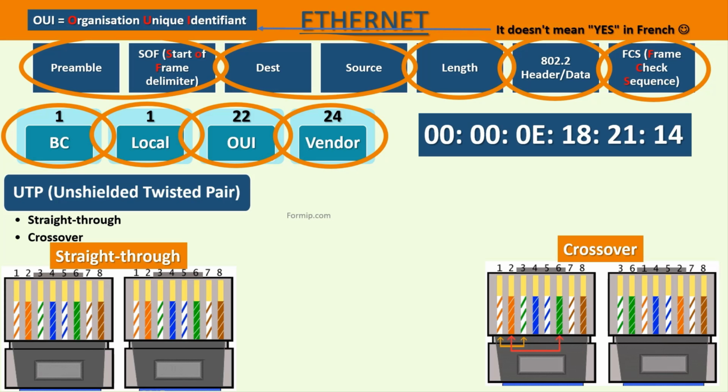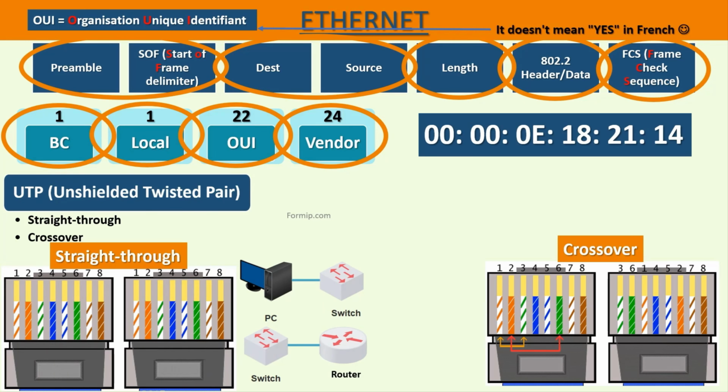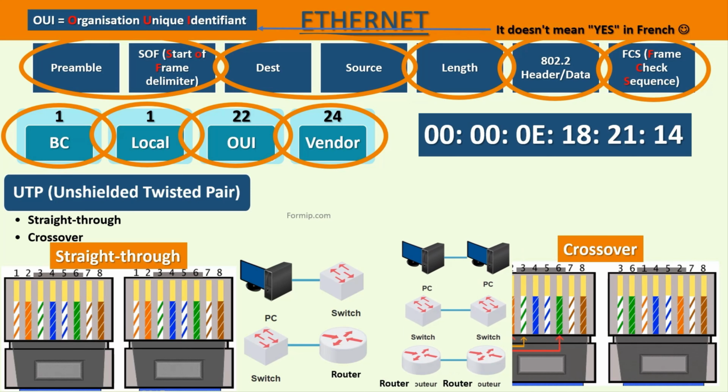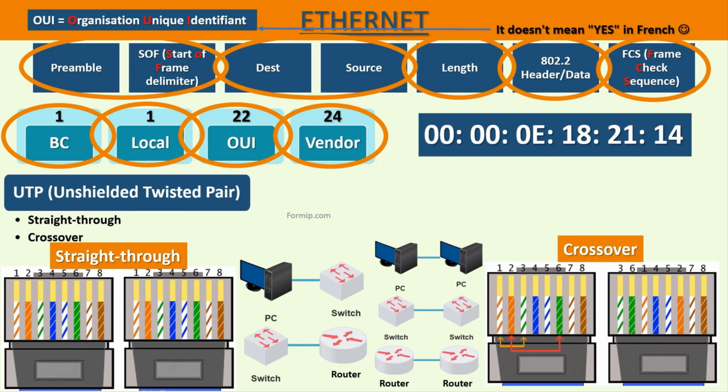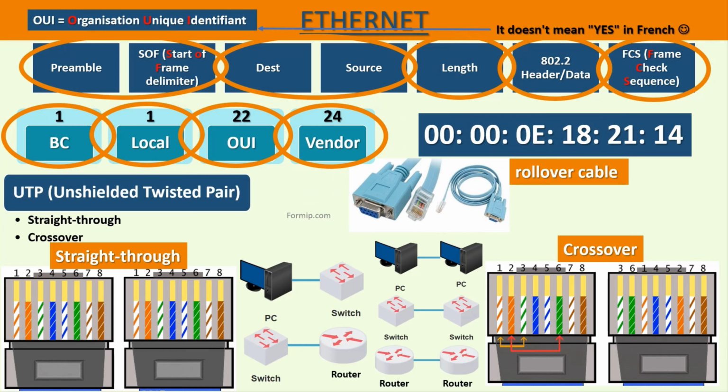Wire 1 is switched with wire 3, and wire 2 with wire 6. A straight cable is used to connect 2 different terminals, from a PC to a switch or a switch to a router. And a crossover cable connects 2 devices of the same type. For example, a PC with a PC, switch to switch, or router to router. The last thing you might see about cable types is the rollover cable. This is the cable that allows you to set up a switch or router from your PC.